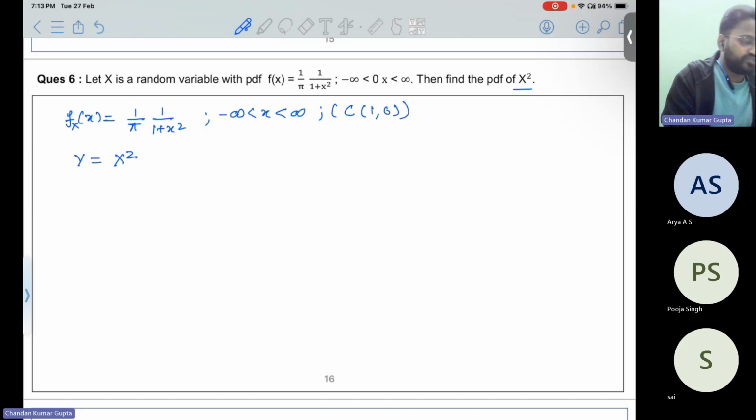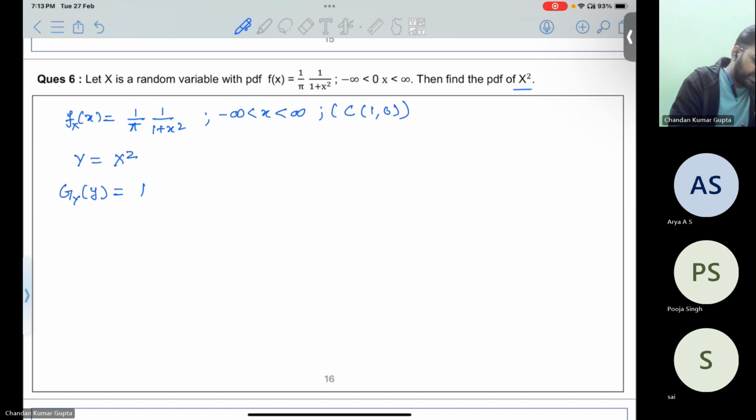Okay, Y equal to X square. We need to calculate the PDF of Y, which is equal to X square. So we will use the CDF approach. Suppose the CDF of Y is capital FY, and it is defined as the probability that Y is less than or equal to y. Simply, we can put the value of Y in terms of X: capital X square less than or equal to y. Okay, so it can be written like this.